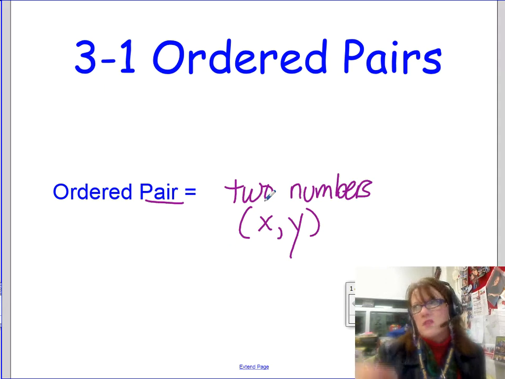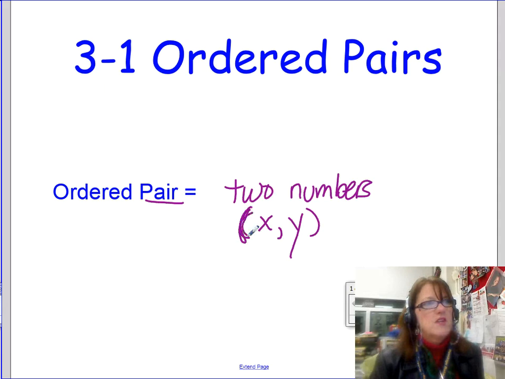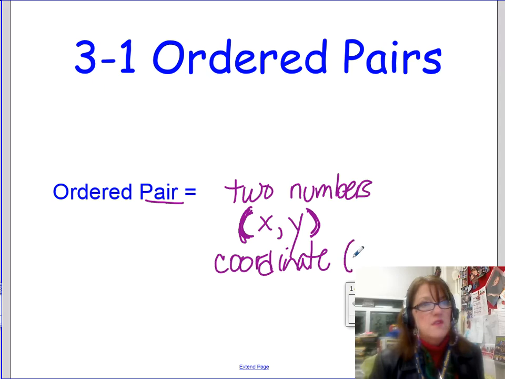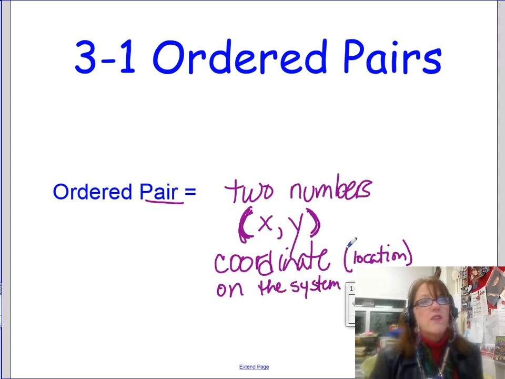You've got to have the parentheses there because that's what tells you it's an actual coordinate on the coordinate plane. If you just give me two numbers, it's just any two numbers. But you've got to have the parentheses around there. That's just a notation thing and one of those nitpicky math teacher things. So two numbers, x and y, and they're a coordinate, or in other words, a dot, or a location on the coordinate system. It's a spot, it's a location. The order is important. You can't flip-flop them. That's a totally different place.